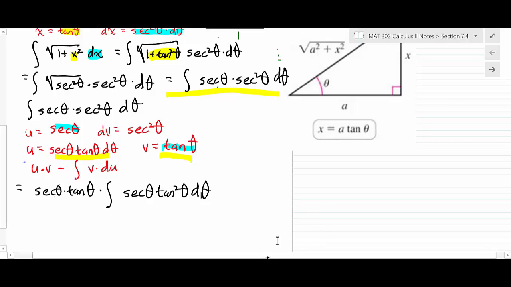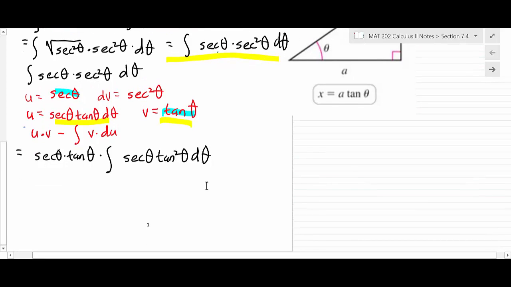So now what we've got to do is think a little bit about how we might approach this integral right here. If you look at this integral, u substitution doesn't work on this one, and just think about why this is. So if you let u be secant, well, the derivative of secant is not going to help you.